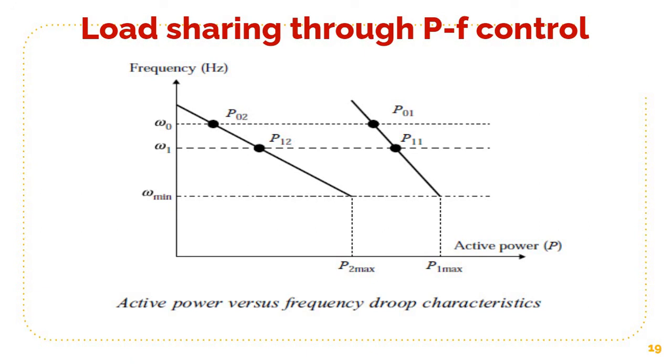So load sharing through PF control. Here the active power versus frequency droop characteristics are shown. P01 and P02 were the active powers supplied initially. So when the frequency changes from omega 0 to omega 1, the new active powers to be supplied by the microsources are P12 and P11.